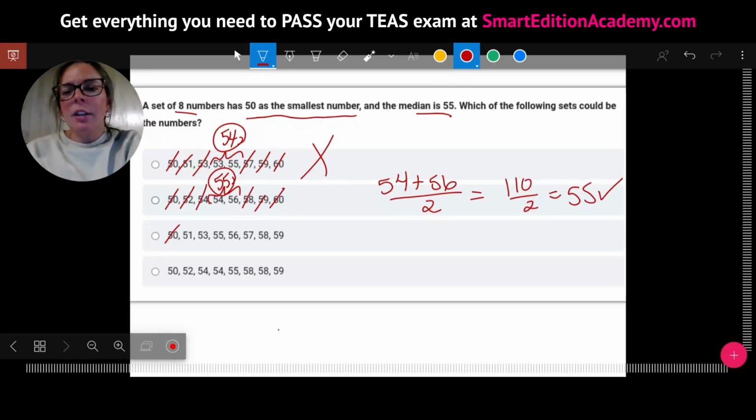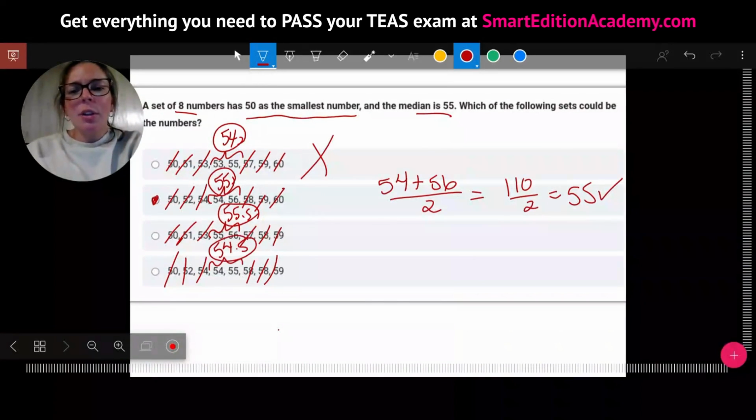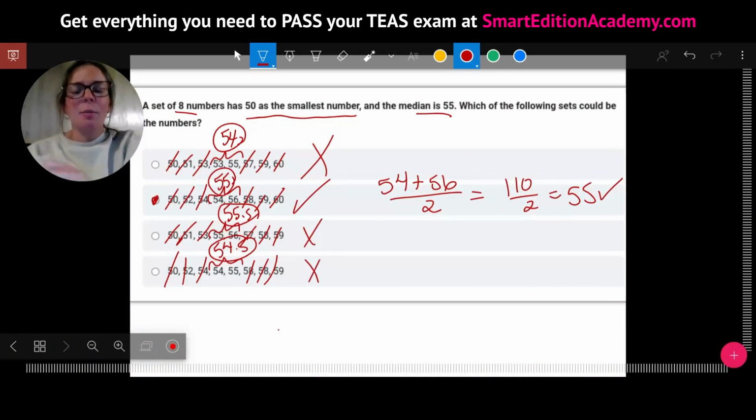I'm just going to confirm my answer here, make sure there's no room for error. What would be the median here? 55 and 56. Right in between that would be 55 and a half. And then lastly, let's see what we get here. This would be in between 54 and 55, 54 and a half. So the only one that works out is option number 2.